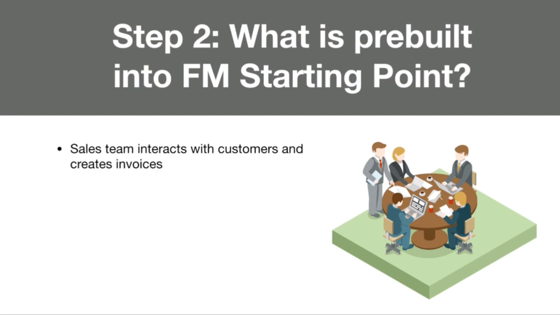So with Starting Point, what do we build in? Sales teams interact. We make the assumption that you have a salesperson or team, they interact with customers and they create invoices. We also make the assumption that the sales team doesn't touch the money. As you get to larger organizational sizes, RCC finally has a dedicated licensing person. They're a sales kind of person. We don't want that person to touch the money.